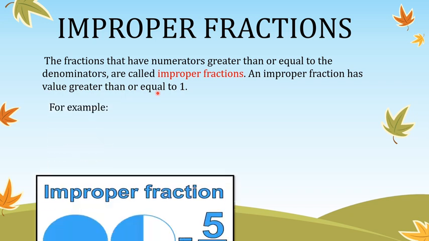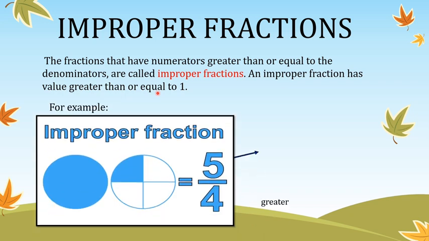For example, let's understand this with an example. This is an improper fraction. How? Because here the value is more than 1. You can see more than one whole figure, right? One whole figure is there and another figure has come. So it is more than 1, the value is greater than 1. And so the numerator will also be greater than the denominator.